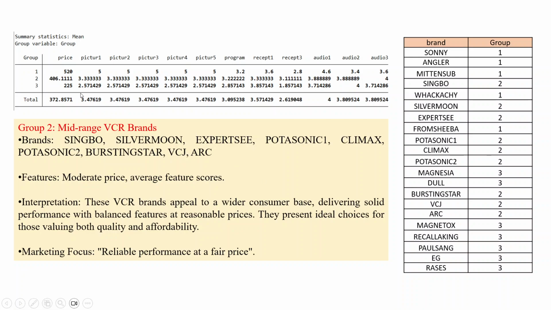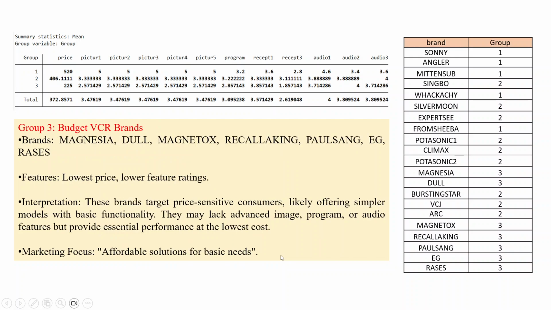Next is group 2. This one, wherever it is written group 2. So these are the brands of the VCR in group 2. Features: moderate price, average feature scores. Interpretation. These VCR brands appeal to a wider consumer base, delivering solid performance with balanced features at a reasonable price. They present ideal choices for those valuing both quality and affordability. Marketing focus: reliable performance at a fair price.